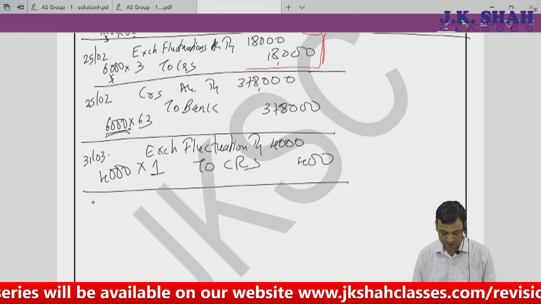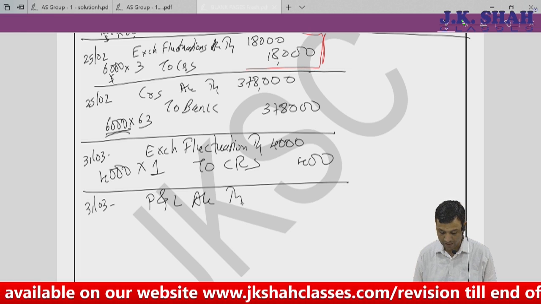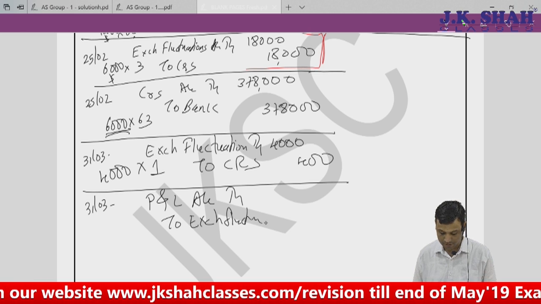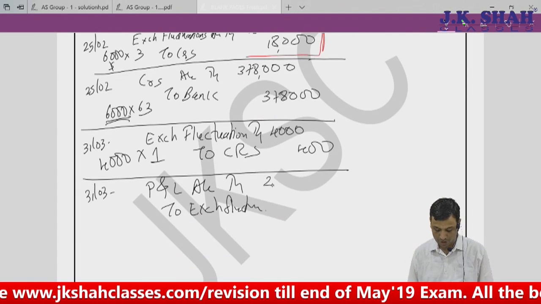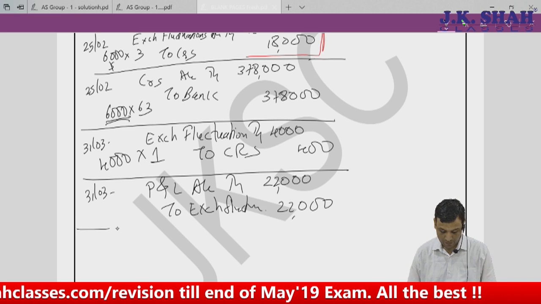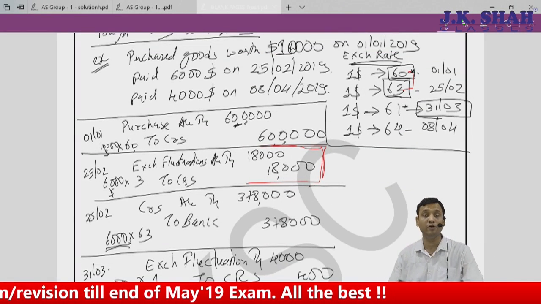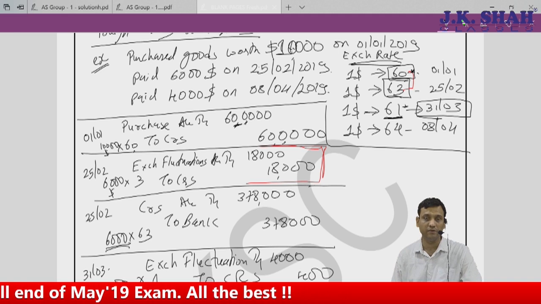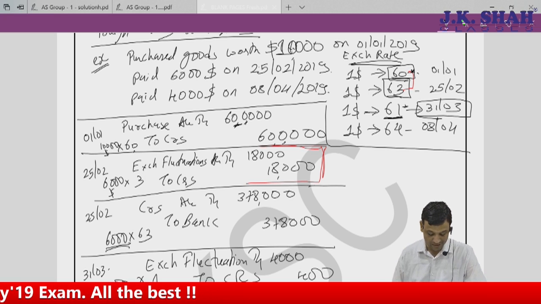One more entry I need to pass on 31st March. That is transferring the exchange fluctuations to P&L, profit and loss account debit to exchange fluctuations. That is nothing but 4,000 plus 18,000, 22,000, which is my total loss arising due to currency changes. Now you can also have a gain here. Instead of 61, this would have been 51. Then 9 rupees is the gain. If it had been 51 instead, there would have been a gain of 9 rupees. So then 9 rupees into 4,000 would have been 36,000 here.